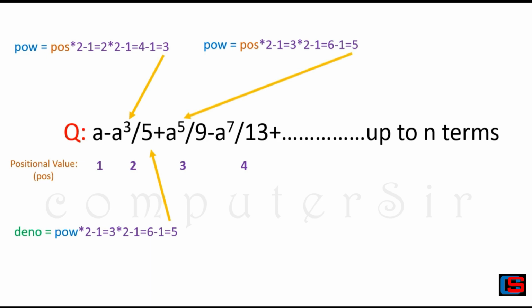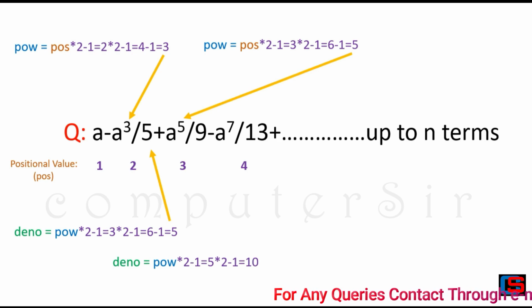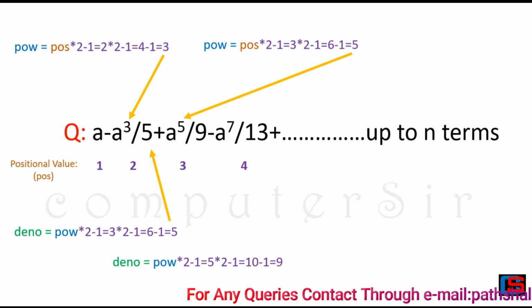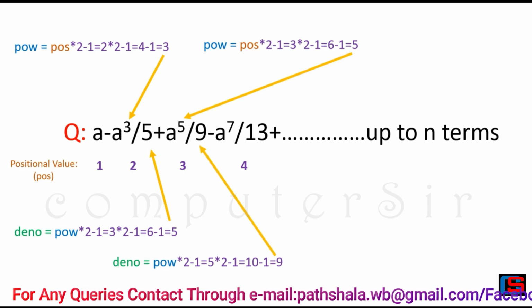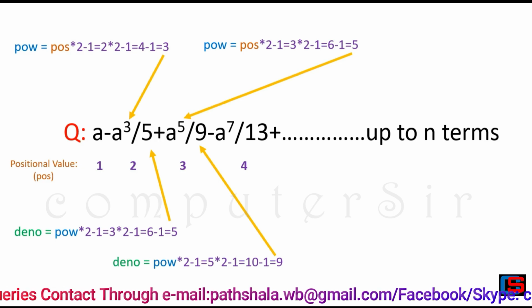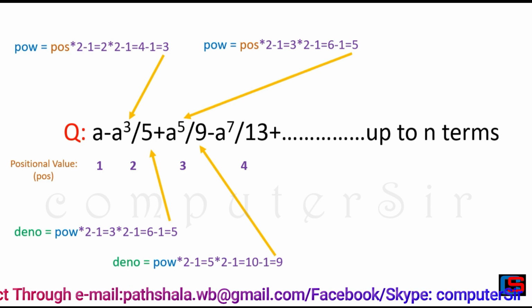In this way the power value is generated, and in the same manner the denominator 9 is generated with this technique: denominator equals power value into 2 minus 1. The power value generated here is 5, so 5 into 2 minus 1 becomes 10 minus 1 equals 9, which is the denominator for the item with positional value 3. So in this way this series basically works.